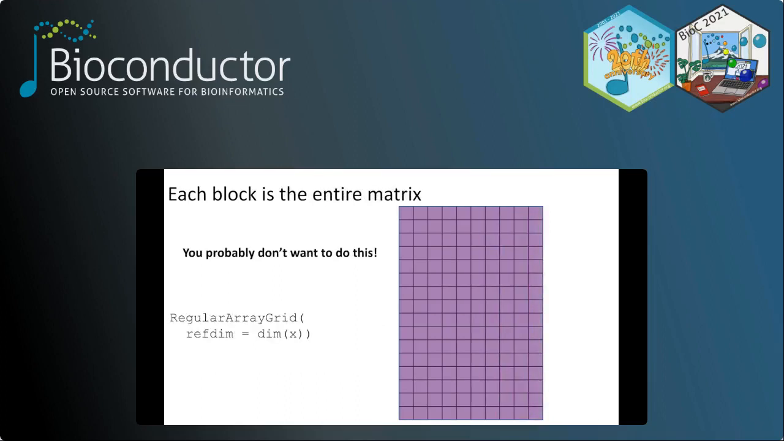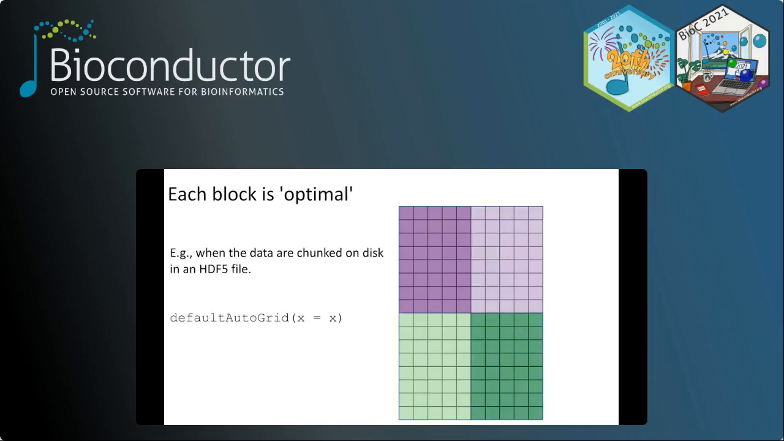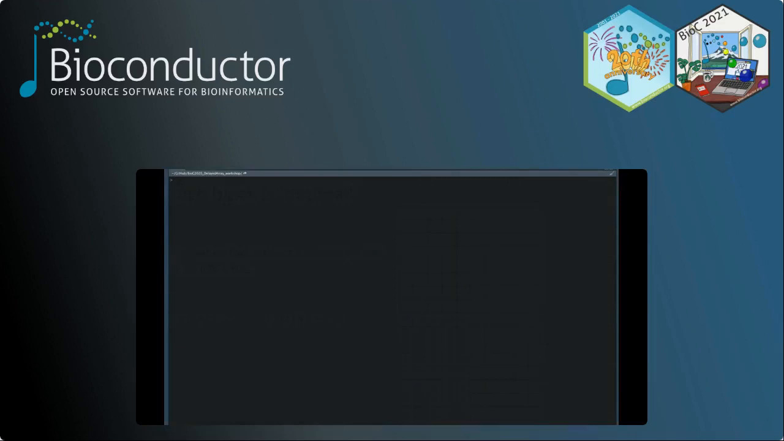Conceptually, we could treat the entire matrix as a block. However, this rather defeats the purpose of using the DelayedArray because it will load the entire dataset into memory. There's also some notion of optimal blocks, and we'll return to these later in the workshop. These may be sub-matrices of our original matrix, perhaps corresponding to how the data is stored on disk. To better understand block processing, we'll start by using some functions that implement it to see how these work.